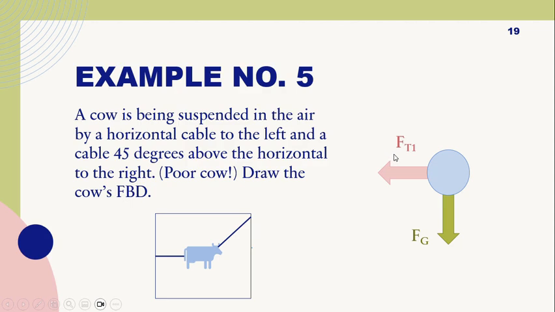We have an unbalanced force acting downward and an unbalanced force acting leftward. This means that the vertical and horizontal components of the second tension force must equal the gravitational force and the first tension force respectively. I'd also like to mention that since the second tension force is 45 degrees above the horizontal, using special trigonometry rules, we know that the horizontal and vertical components are equal. This makes the first tension force and the gravitational force equal.